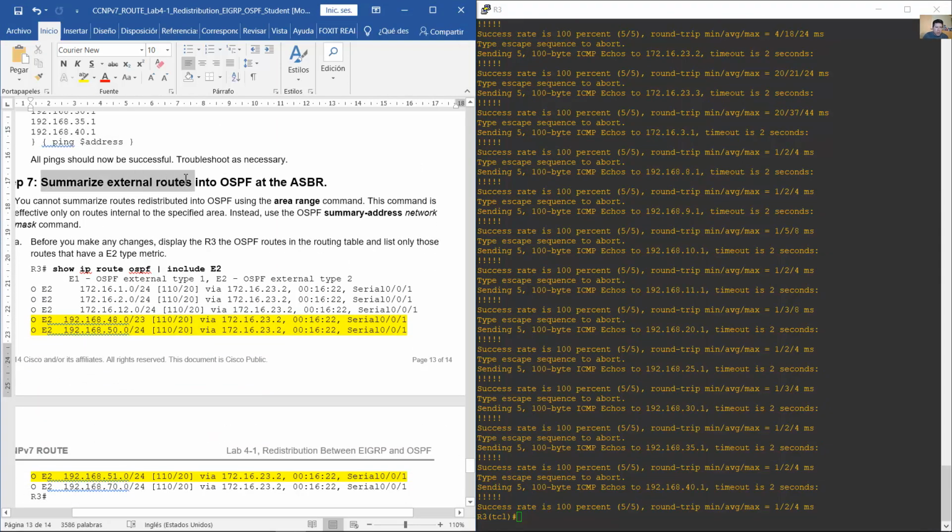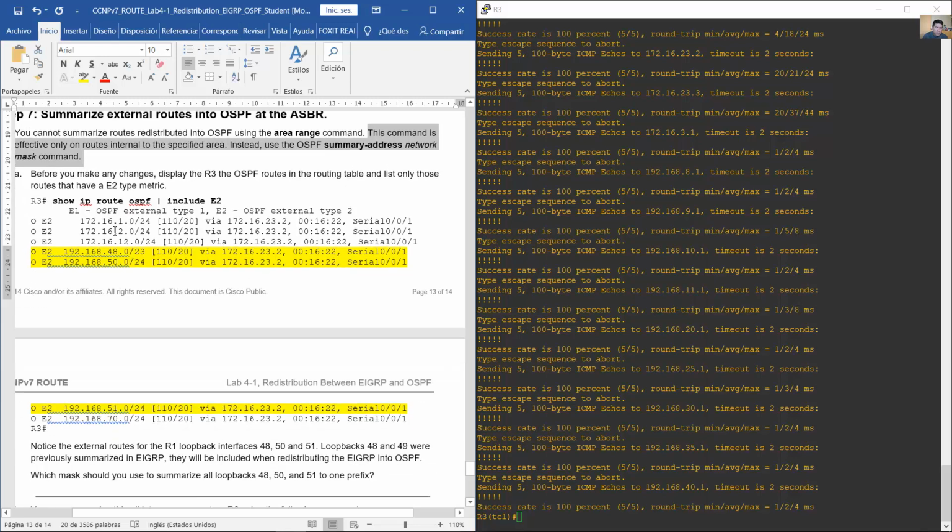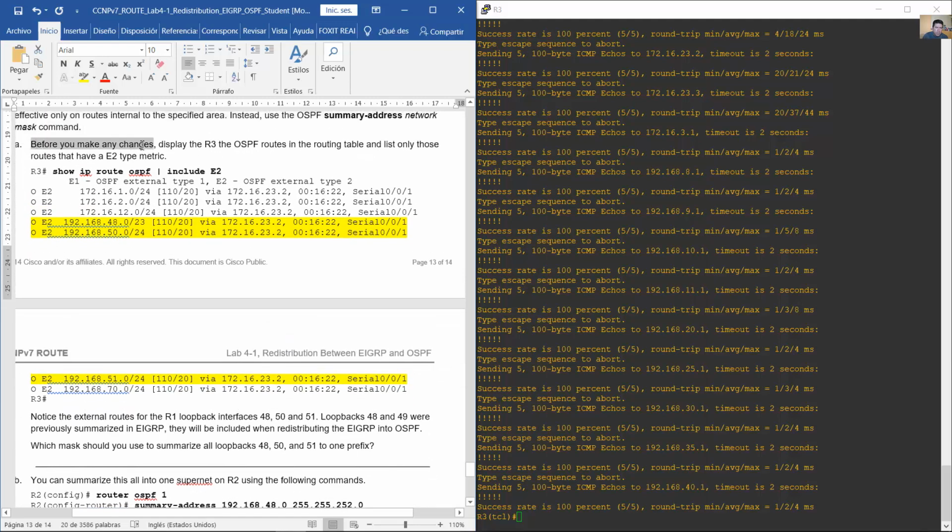Finally, summarize external routes into OSPF at the Autonomous System Border Router, the ASBR. You cannot summarize routes redistributed into OSPF using the area range command. This command is effective only on routes internal to the specified area. Instead, use the OSPF summary-address network mask command. Before you make any changes, display the OSPF routes in the R3 routing table, and list only those routes that have an external type 2 metric.